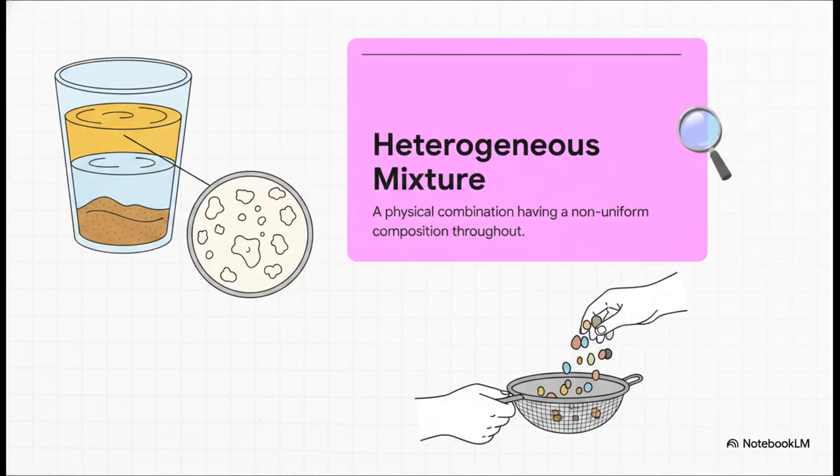Now contrast that with a heterogeneous mixture. This is a physical combination that has a non-uniform composition throughout. Usually, it's pretty visually obvious that you're looking at multiple different things mixed together. Think about sand just sitting at the bottom of a glass of water, or oil floating on top of vinegar. Heck, even milk, if you look at it under a microscope, is actually a non-uniform dispersion of fat globules floating in liquid. And because they are mixtures, you can easily separate these out using physical methods.